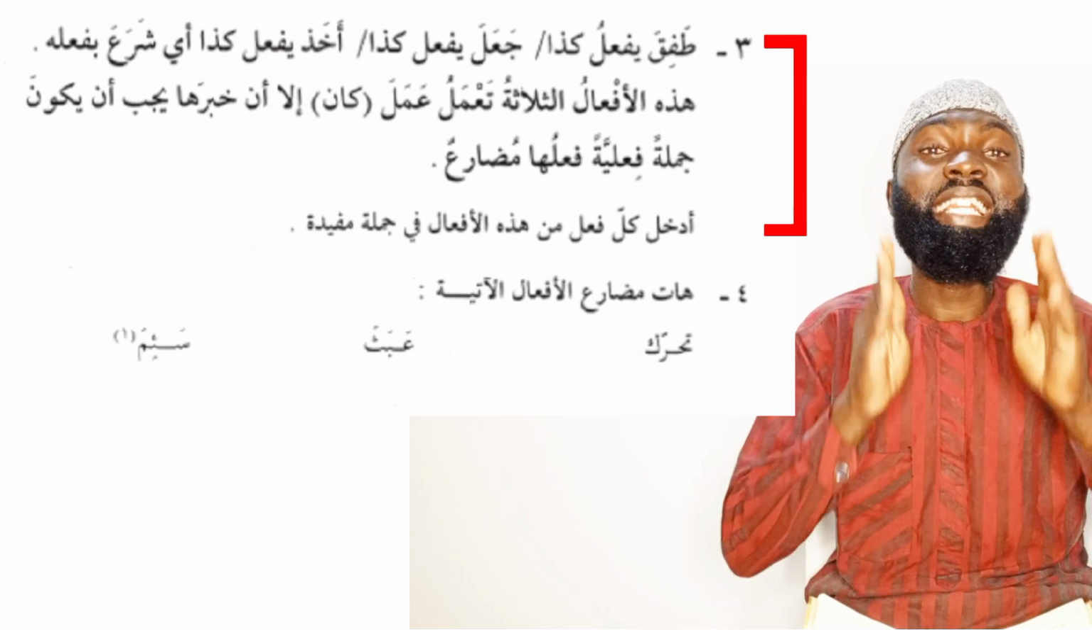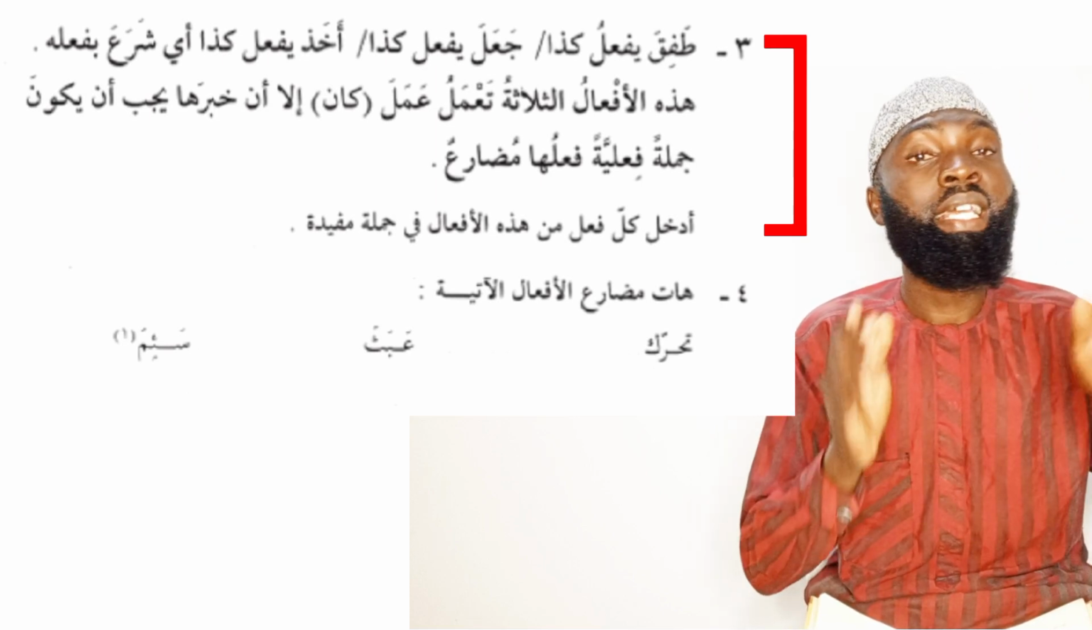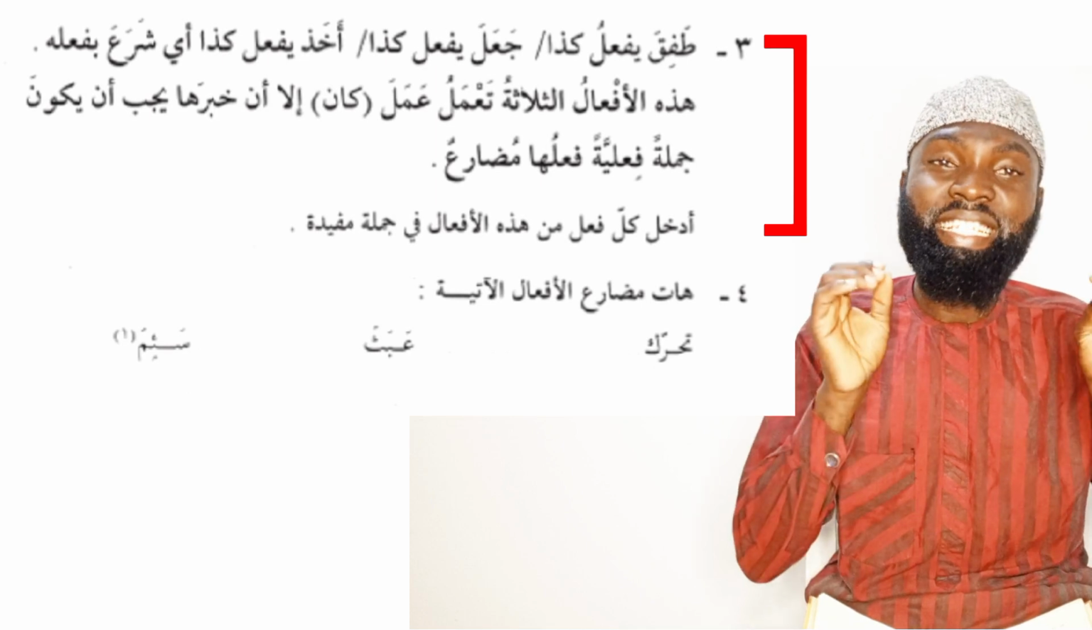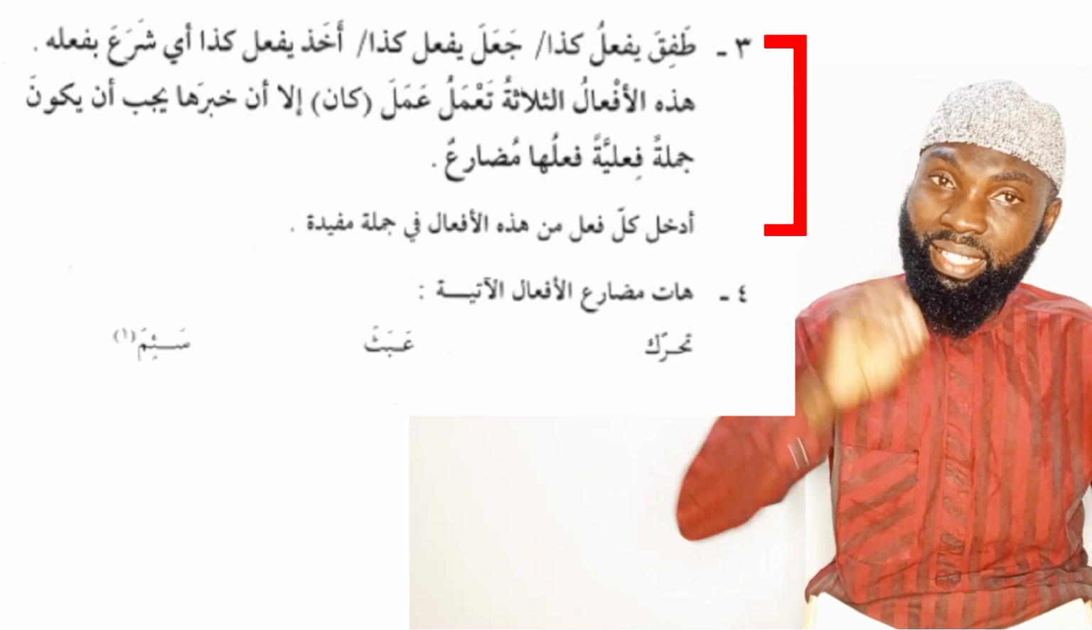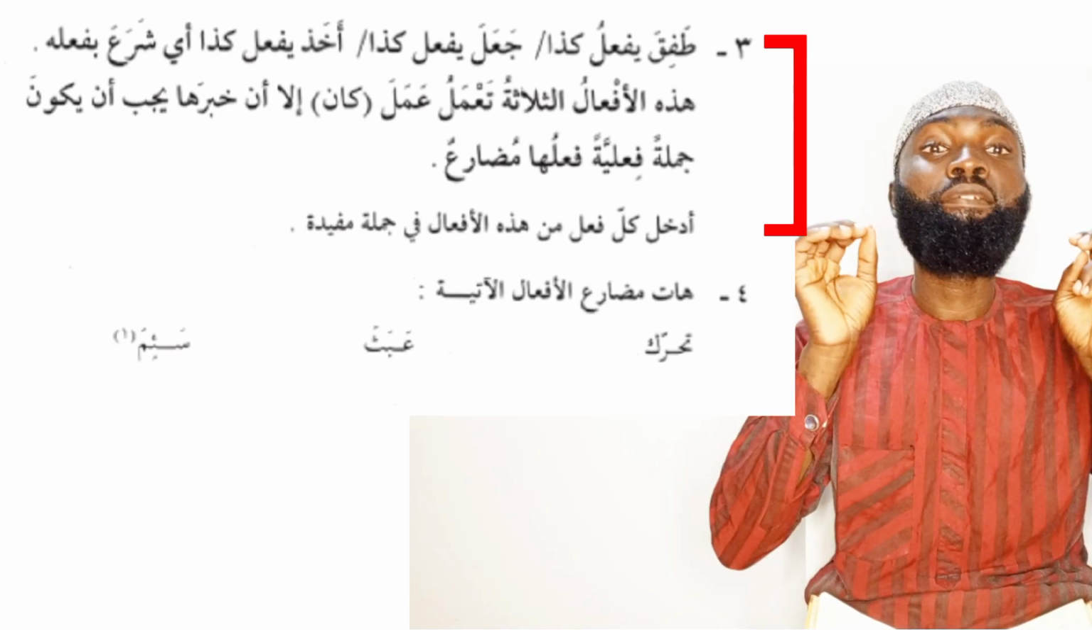إلا أن خبرها يجب أن يكون جملة فعلية فعلها مضارع. The only difference between these three words and kana is that the khabar, the predicate of these three words, must be one which has a present tense verb. It must be a verbal sentence having a present tense verb.